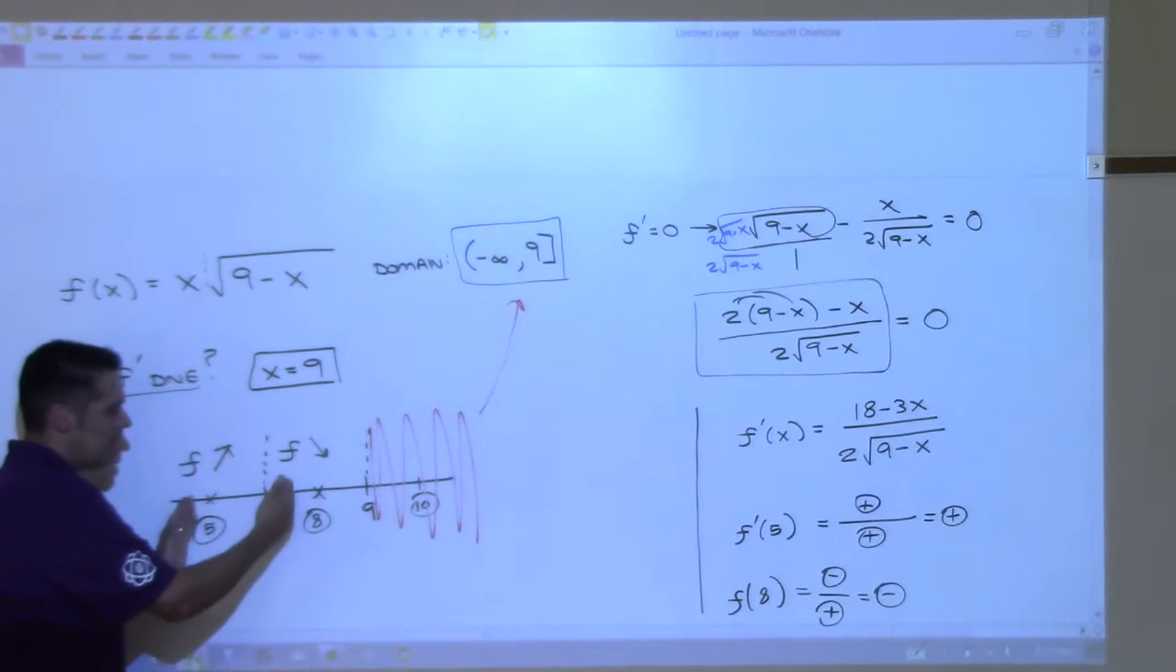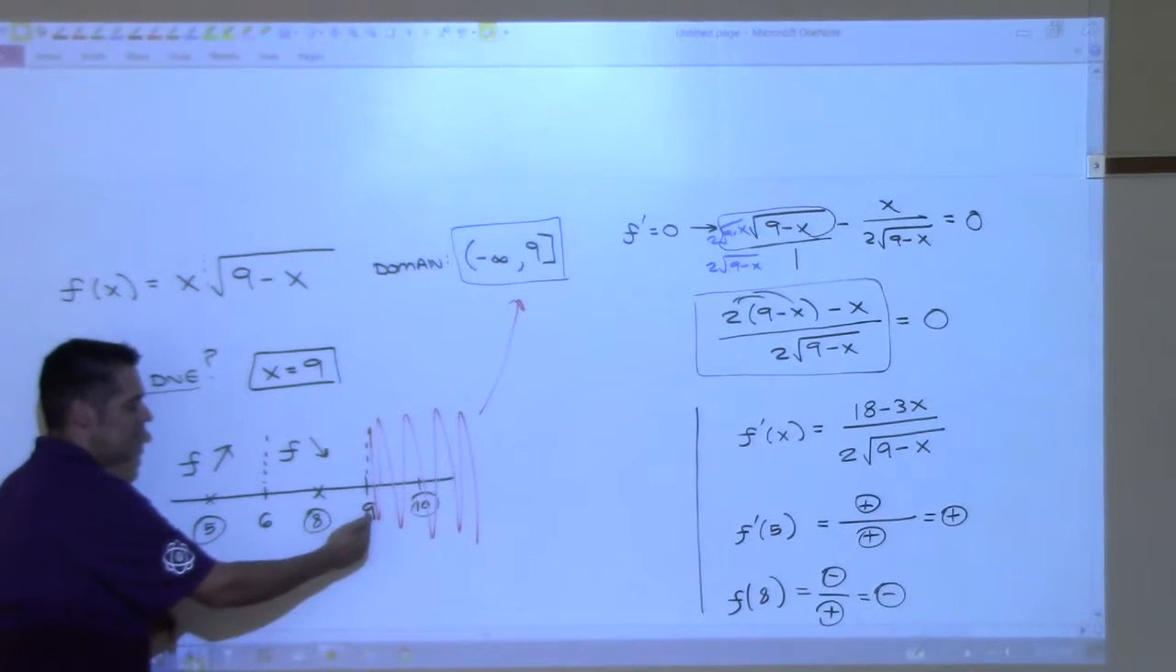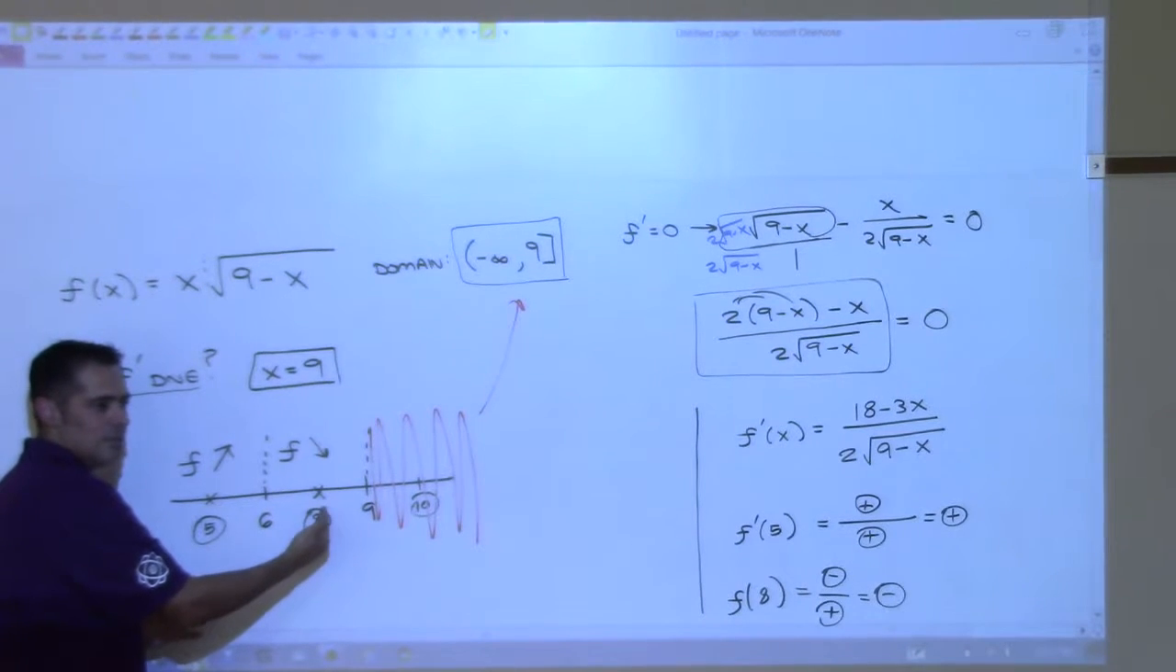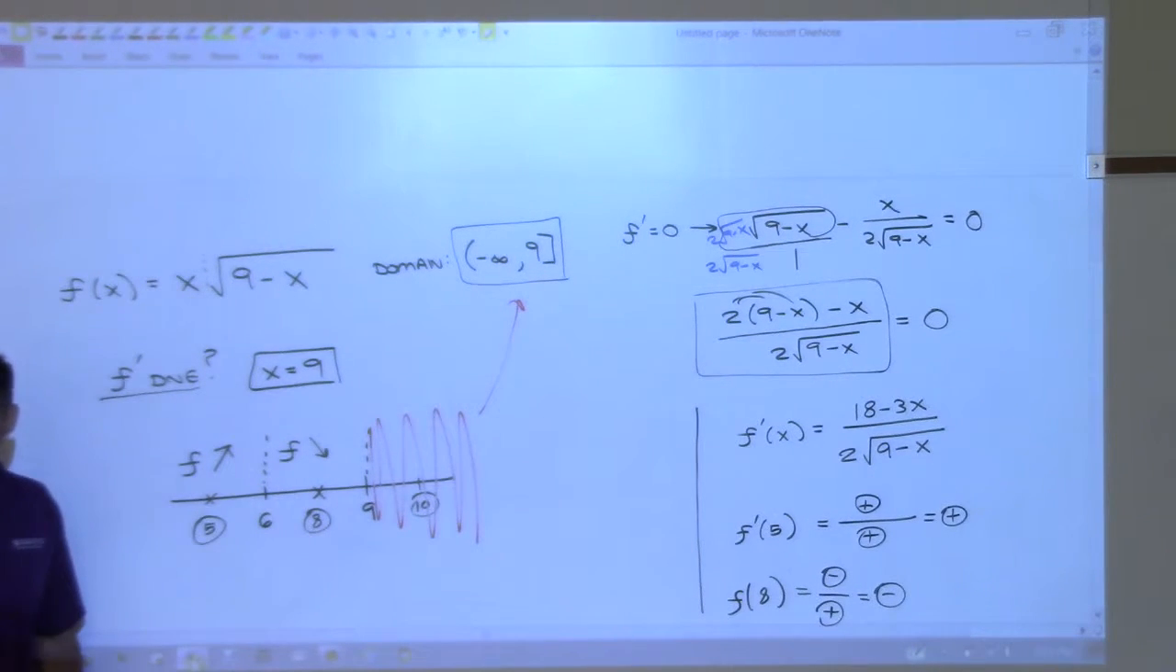We tested on each side. You could say that we technically have tested to the left of 9, can't you? But this is all we need. We have a single local maximum. That's all we have here, right? We have no local minimum on this function.